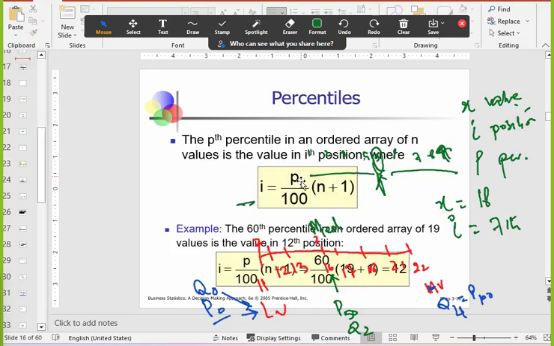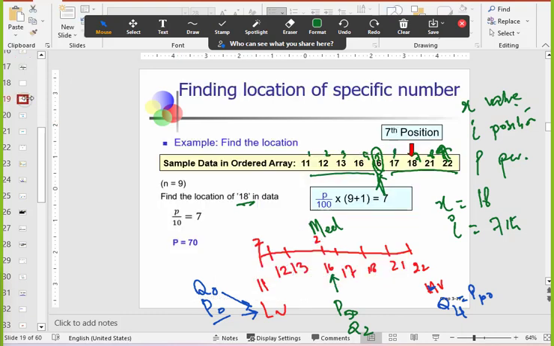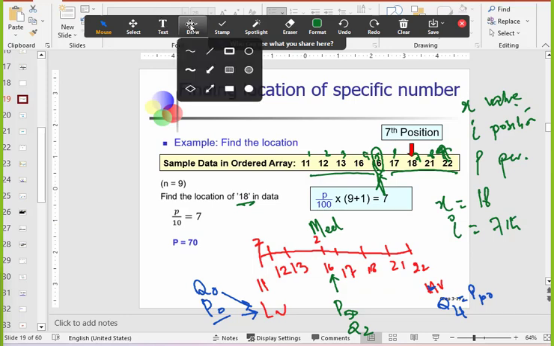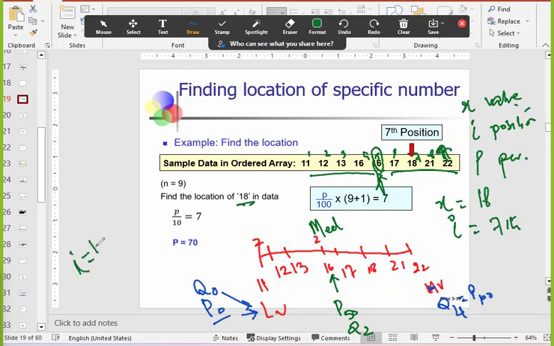So I will write the formula here. I is equal to P over 100 times (n plus 1). So I, we already know, is 7. P is unknown because he's asking for the location. So we need to find the location, and 100 over, n plus 1 is 9 plus 1, 10. So the 0 is cancelled out, it is P over 10. So P will now be equal to 10 multiplied by 7, that is 70.